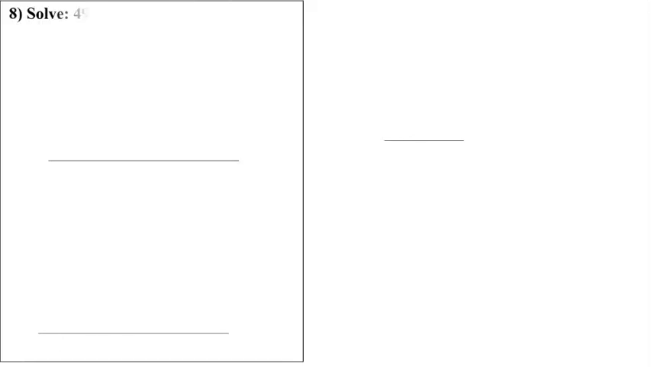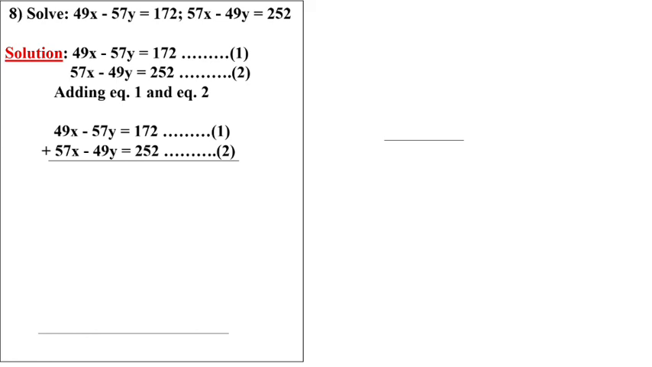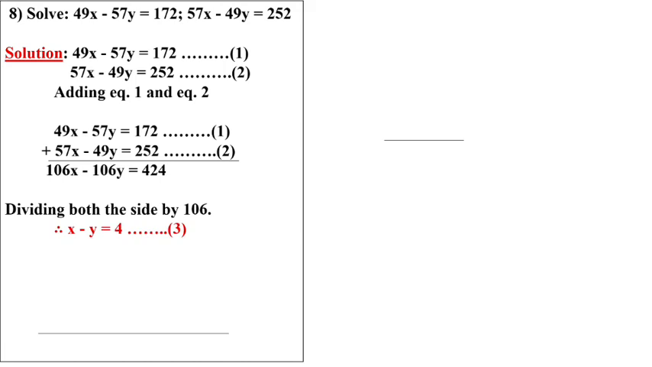Now the next sum is given. Question number 8. Solve 49x minus 57y equal to 172, that is equation number 1, and 57x minus 49y equal to 252, which is equation number 2. Again adding equations 1 and 2, we get 106x minus 106y equal to 424. Dividing both sides by 106, we get x minus y equal to 4.